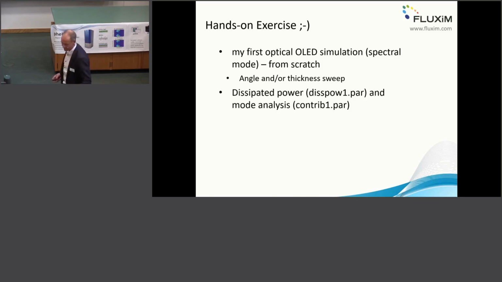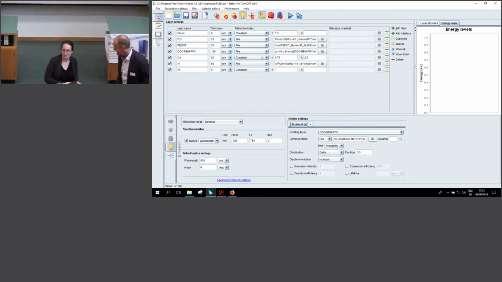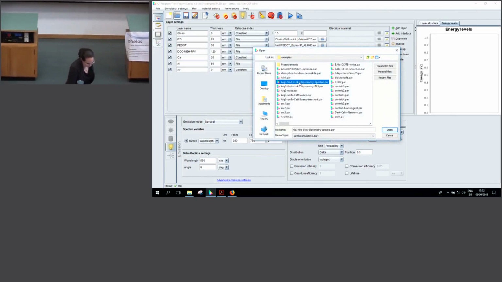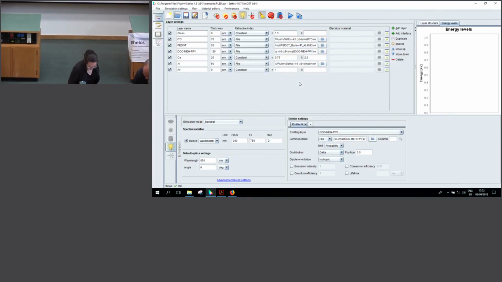So maybe that's a good point to do some simple OLED exercise, optical simulation with Setfos. So Sandra will again maybe do the first one from scratch or from... I think since everyone was here before, it's not necessary. So what you can open here is called PLED.par.